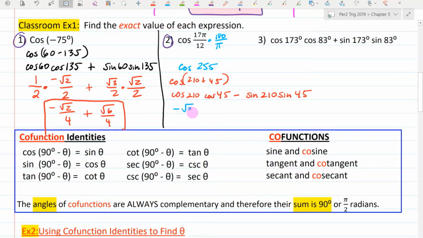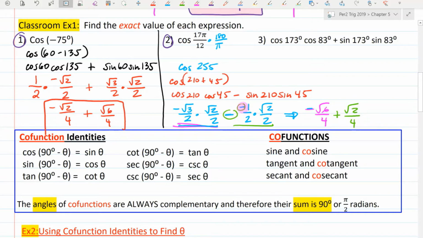This is negative radical 3 over 2 times radical 2 over 2 minus negative 1/2 times radical 2 over 2. And if I keep going this direction, this right here gives me negative radical 6 over 4. And this part gives me plus radical 2 over 4 because I have a minus and another minus.